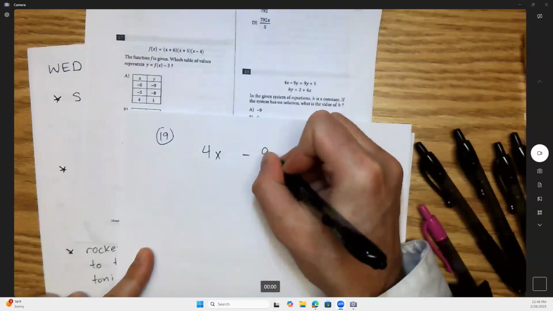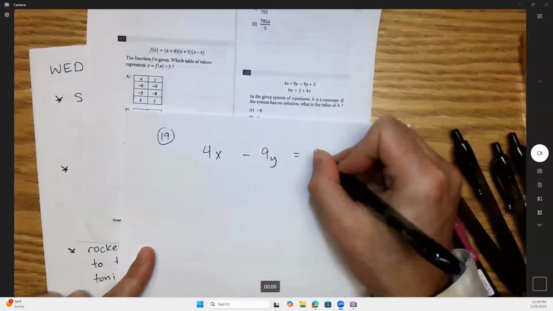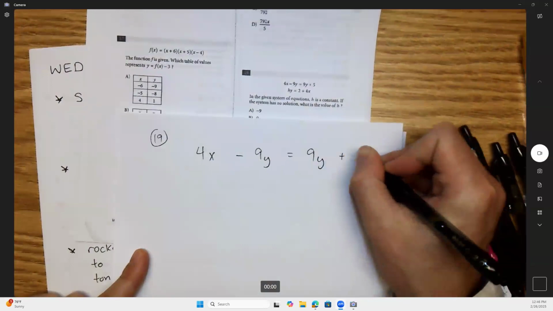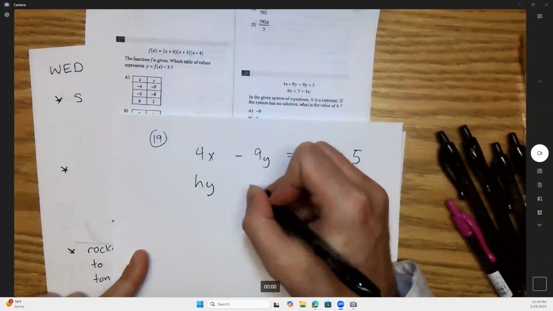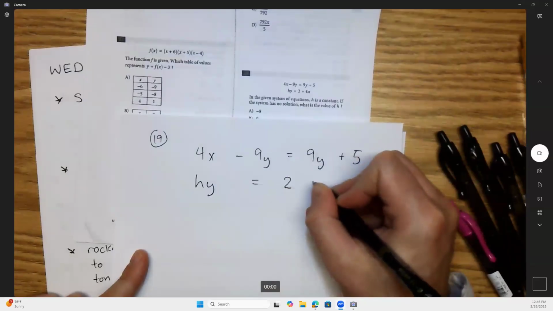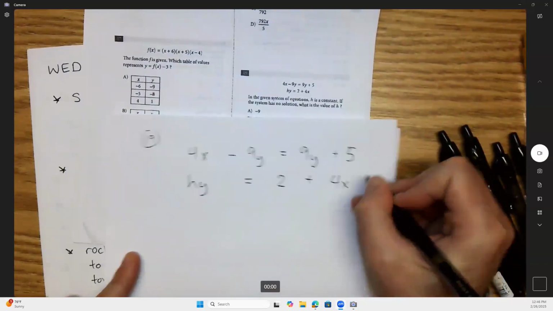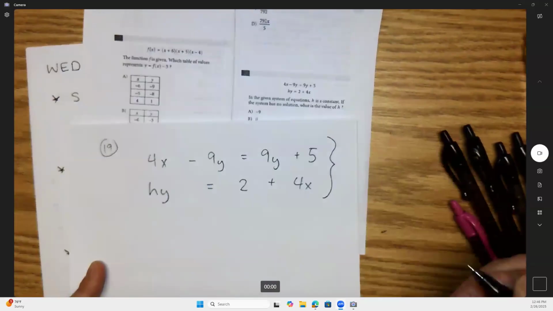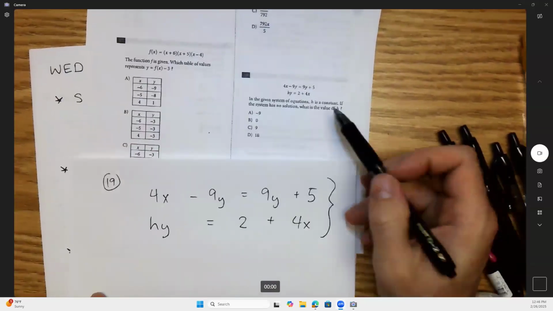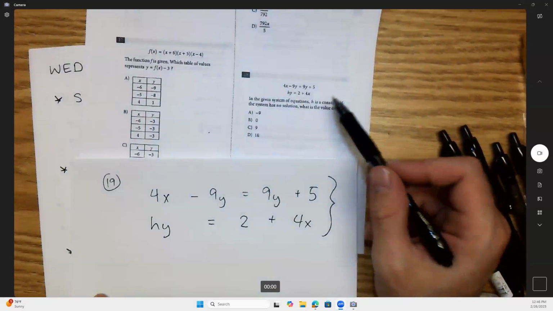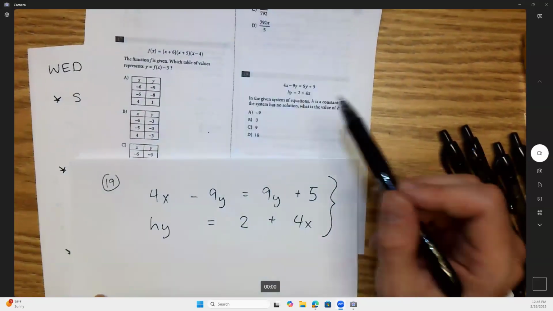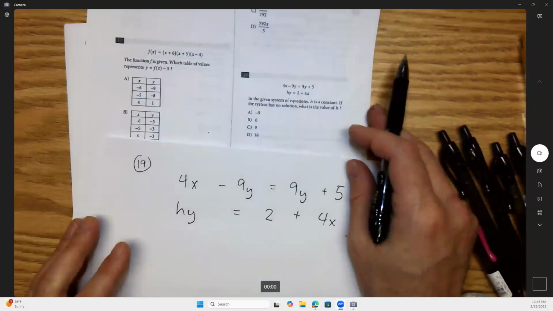4x minus 9y equals 9y plus 5. And hy equals 2 plus 4x. So there's my system right there. Okay. In the given system of equations, h is a constant. If the system has no solution, what is the value of h?